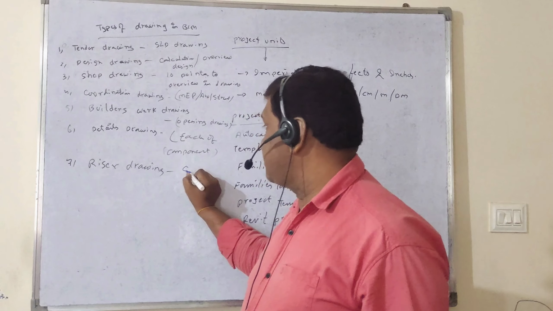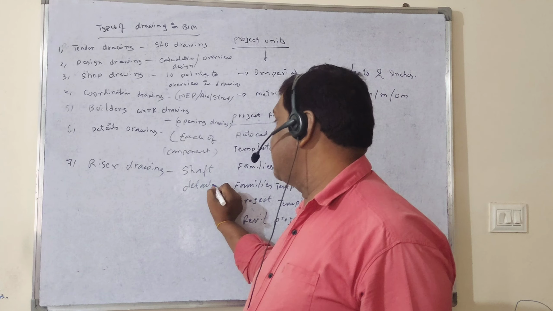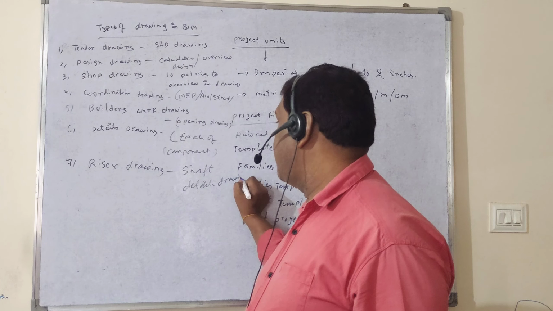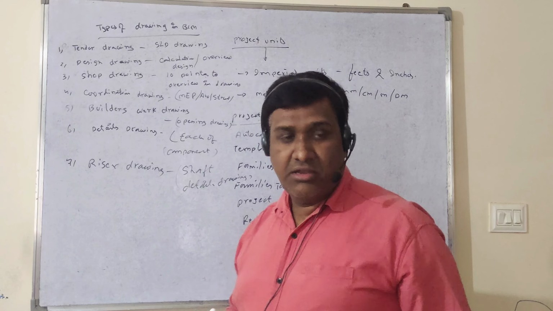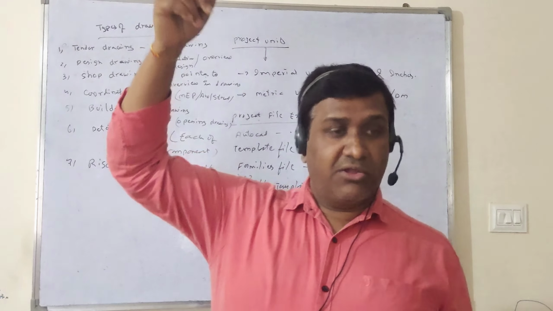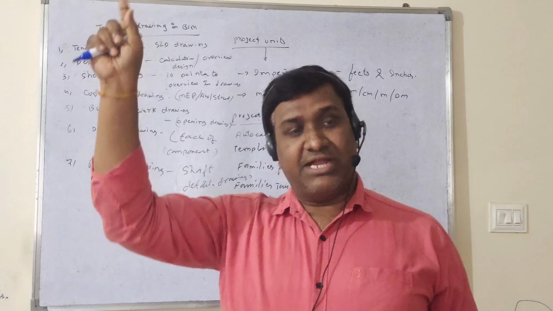A riser drawing is nothing but a shaft detailed drawing. Shaft detailed drawing means that from one floor to another floor, the MEP services are passing through the slab. So how is it passing? It is passing through the slab, and the slab is going to be cut.